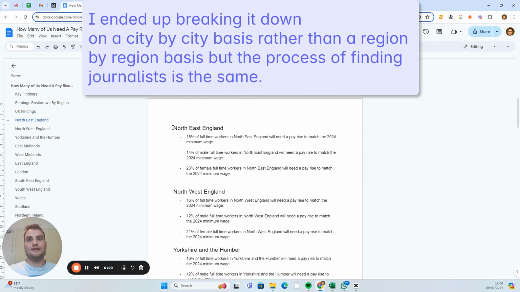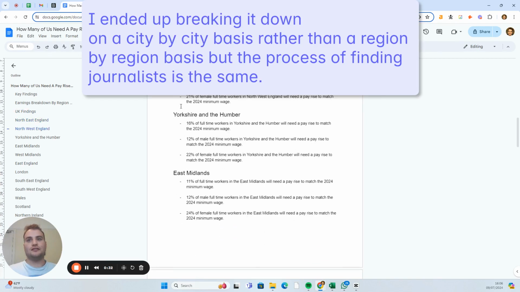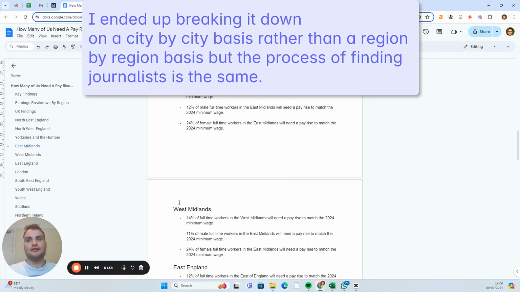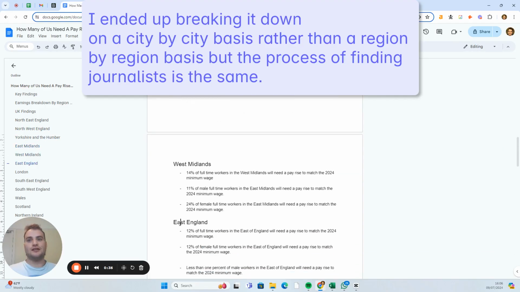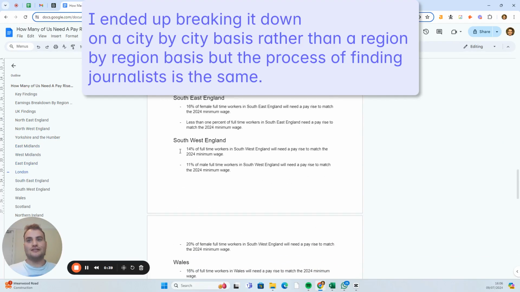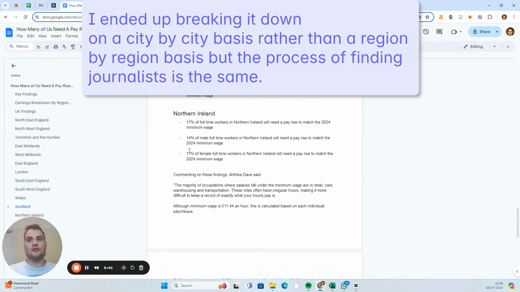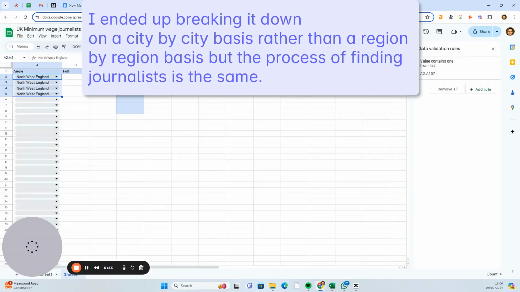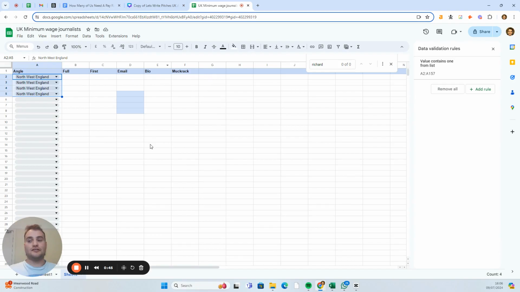So we've got North East England, North West England, Yorkshire and the Humber, East Midlands, West Midlands, East England, London, South East England, South West England, Wales, Scotland and Northern Ireland, right? So what we want is journalists who specifically cover those regions and who talk about minimum wage, workers' rights and stuff like that. I'm going to start with North West England and work my way down.